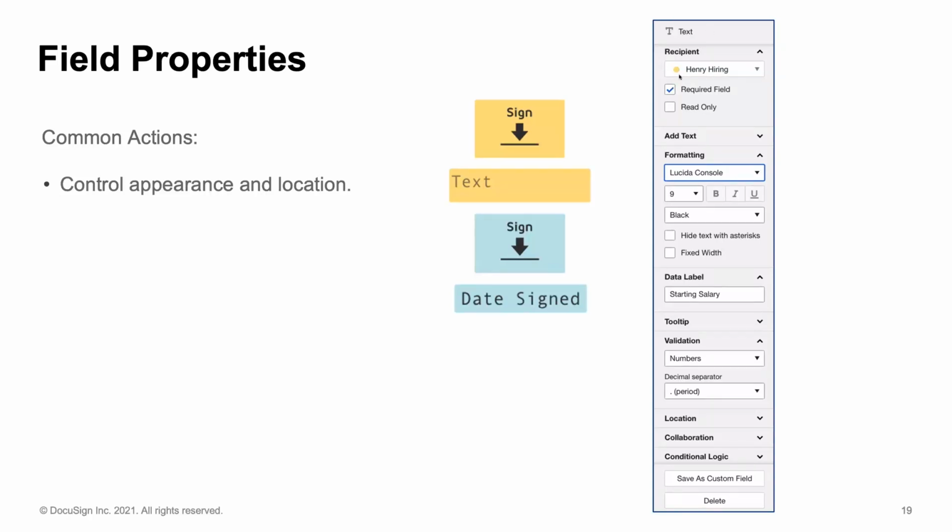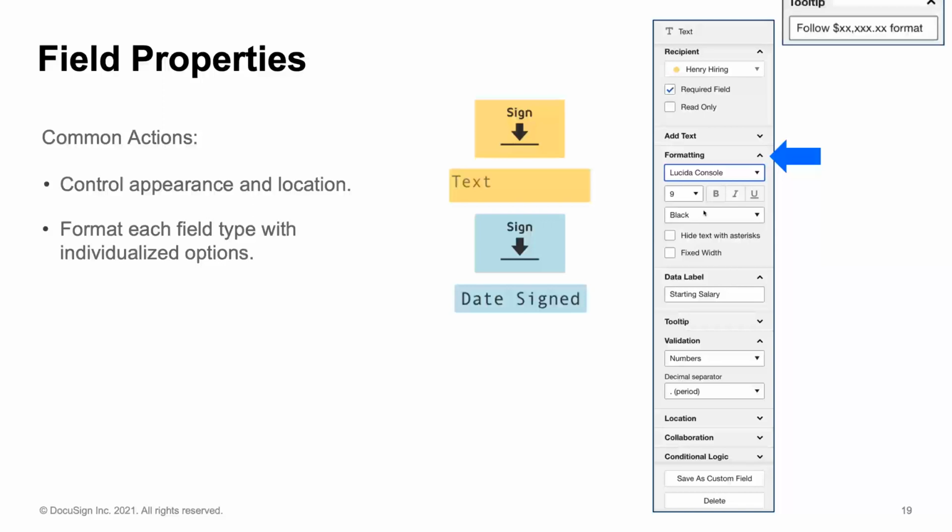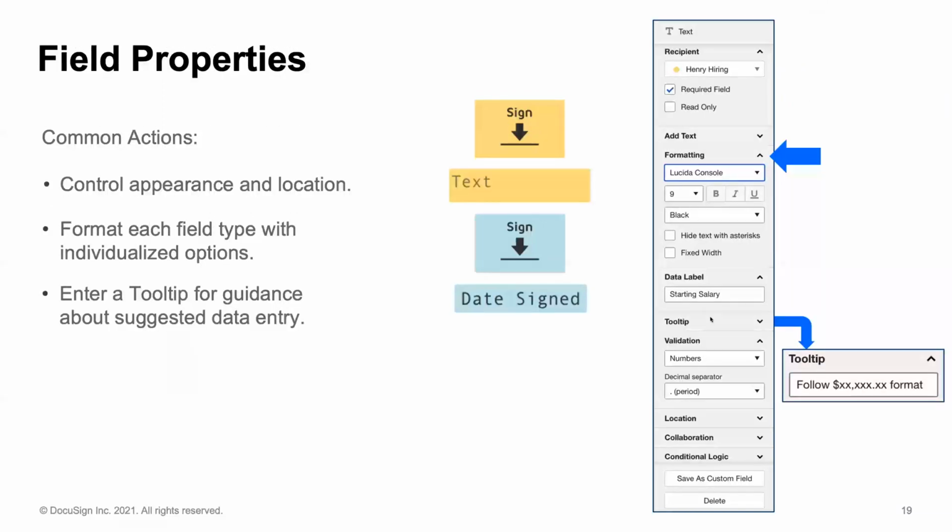So the first thing we'll see here is the ability to actually change who the field is assigned to. Right now, we can see the field is assigned to Henry, but maybe we wanted to change it to a different recipient. We could use the drop-down menu. I can see that the field is required, meaning that the recipient has to fill it out. If maybe instead it should be marked as optional, I could just uncheck. There's the option to adjust the formatting for the field. So if I wanted to change how the text looks once it's typed in, I can add a tooltip to the field.